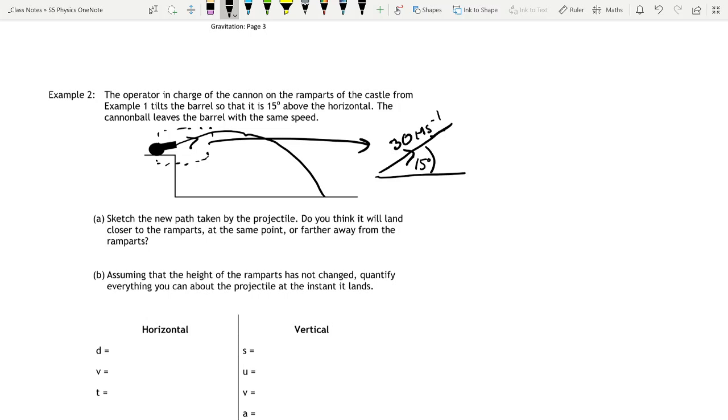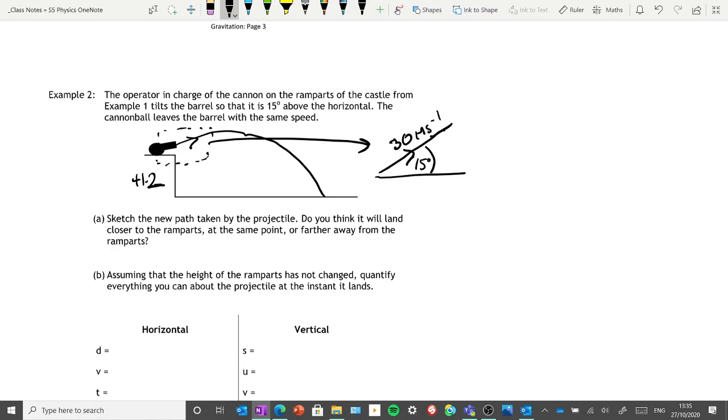So, do you think it will land closer to the ramparts, at the same point, or further away from the ramparts? Anyone have any ideas? Closer? Well, we'll see because we're going to work it out. Okay. So, assuming the height of the ramparts has not changed, quantify everything you can about the projectile at the instant it lands. Okay, so the height was 41.2 meters. So that says it hasn't changed. So we've still got 41.2 meters there.